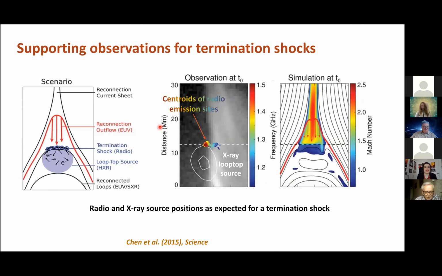This is an additional explanation for this. The scenario is quite similar to what I've been describing so far, but we have the reconnection current sheet, the outflows in EUV, and a termination shock that is seen in radio with these centroids, which provides energetic electrons that then generate the X-ray looptop source. And this is something that has been matching some simulations of shocks that have been done in MHD, as MHD simulations.